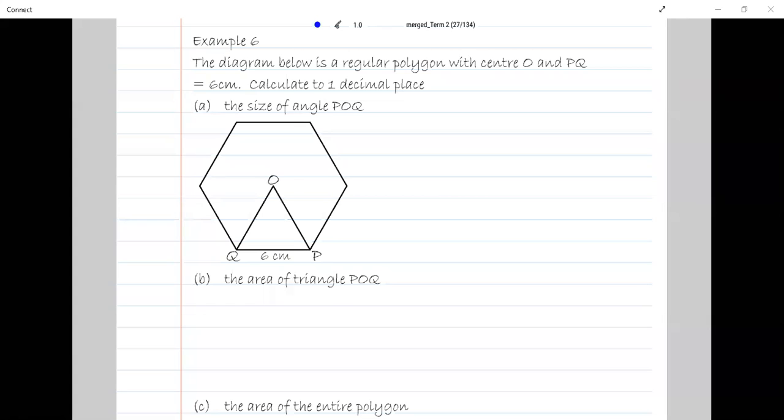Example 6, it says in the diagram below is a regular polygon with center O. All right, so this is a regular, I think it's a hexagon, because if it has 6 sides, it's a hexagon. A regular polygon with center O and PQ is equal to 6 centimeters. We're to calculate to one decimal place, A, the size of angle POQ, which is this angle here.